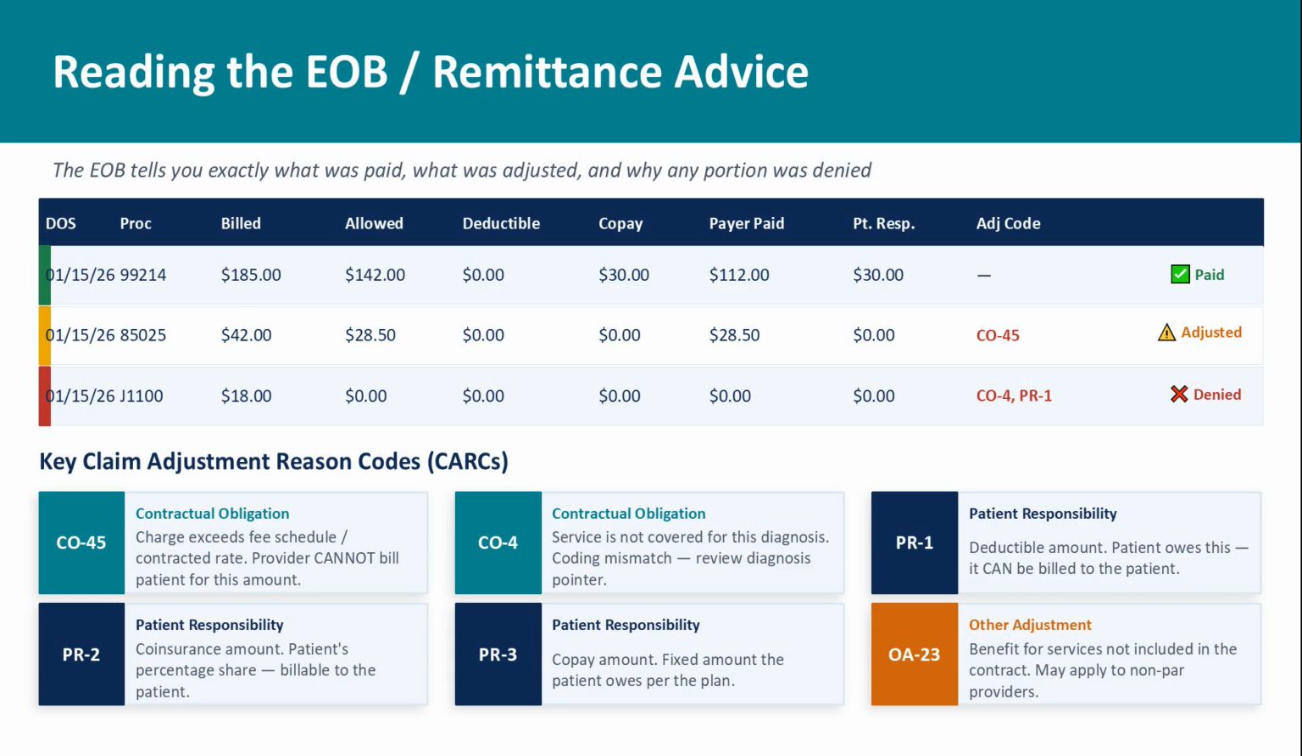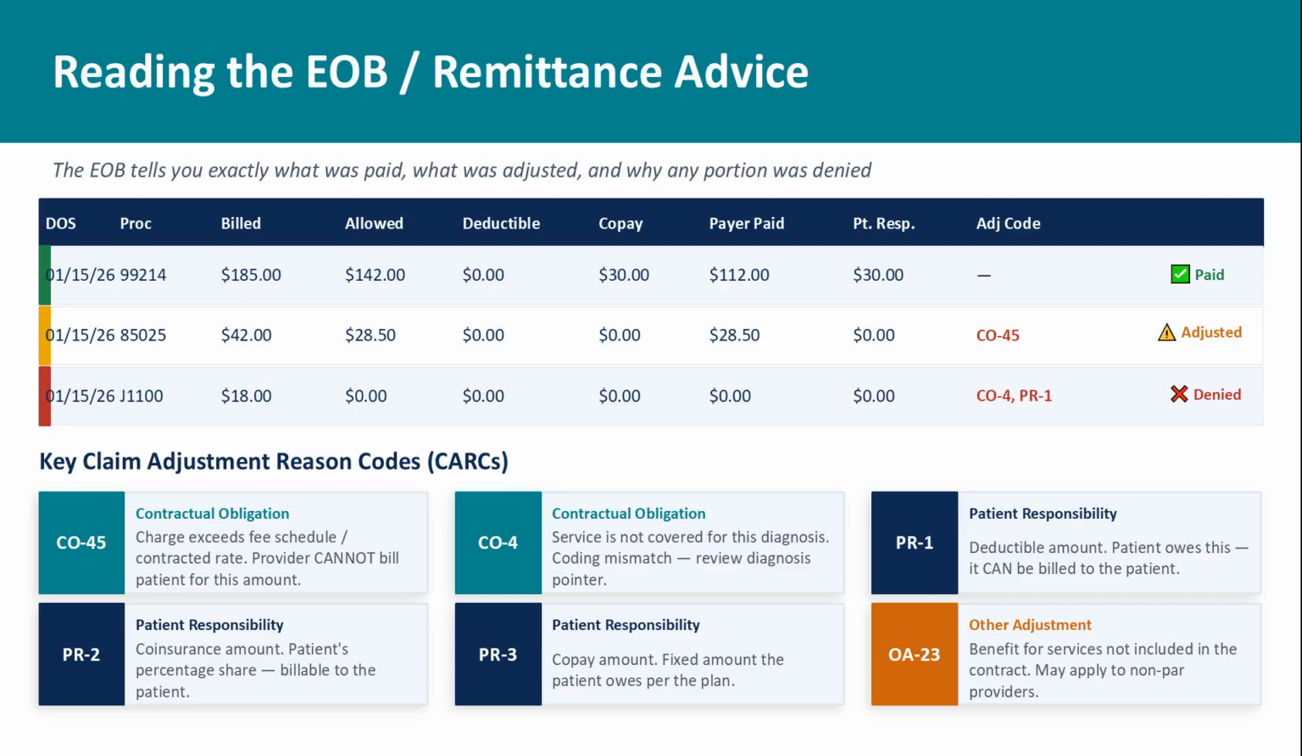Let me walk you through the sample EOB on screen, because it illustrates 3 different outcomes you'll see every day. Line 1, CPT 99214, the office visit. The provider billed $185. The payer's allowed amount is $142. That's the contracted rate. A $30 copay was applied. The payer paid $112. The patient owes $30. This is a clean paid claim. No adjustment code is needed because everything processed normally.